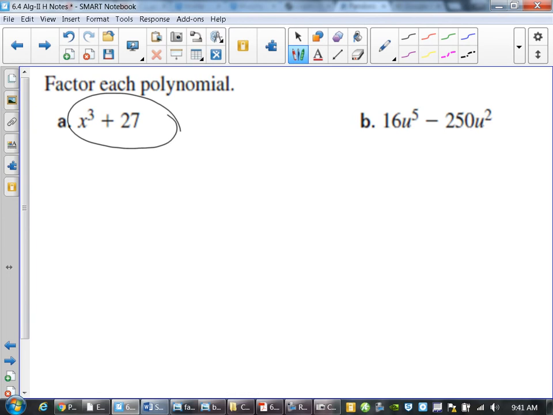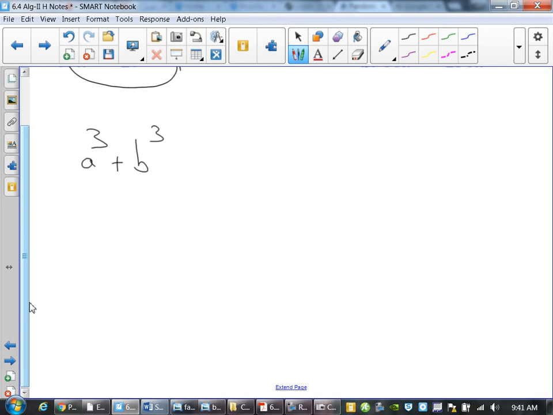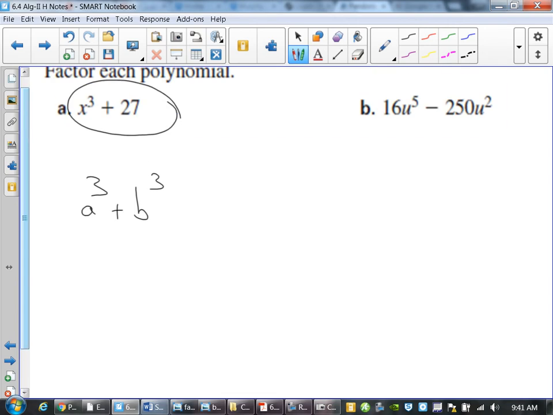I can't use this on here. That's not going to work. So here's what happens. You get this special pattern. You probably have not seen this before. When you have what's called a perfect cube, first term's perfect, last term is perfect. I'm going to show you the pattern, then we'll use this to solve the factor of x cubed plus 27.